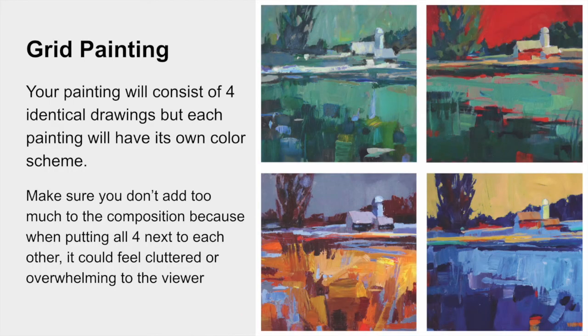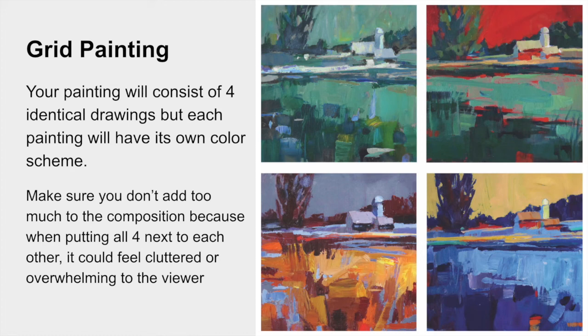So this painting that you will be creating consists of 4 identical drawings of the composition that you've created. An example is on the right hand side. You're going to see that there's a barn with what looks like some type of lake or reflective body of water in the foreground. Then there's a tree and some more trees behind the barn in the background.